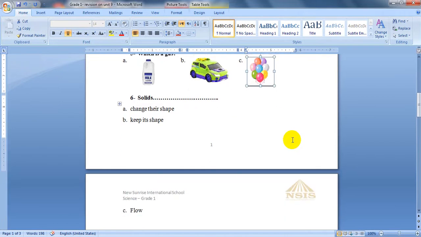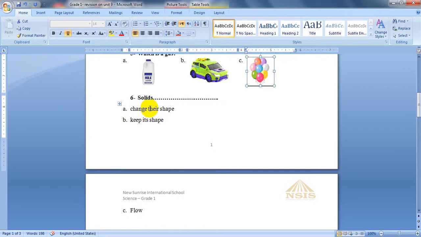Now question number 6. What do solids do? Change their shape, keep their shape, or flow? Do you think the shape of a solid changes? Like we said, a pencil is a solid. When you put your pencil inside your pencil case and then take it out on your desk, will its shape change? Its color, its size, its length? Of course not. So solids do not change their shapes in ordinary conditions.